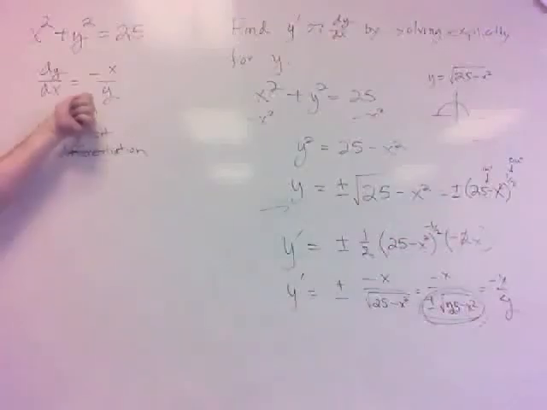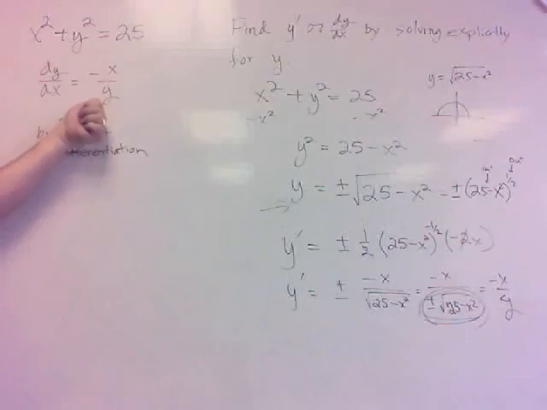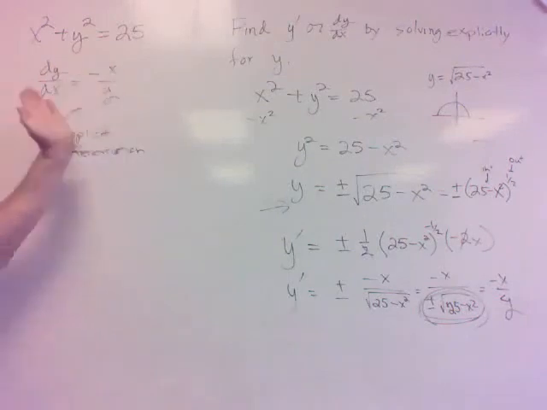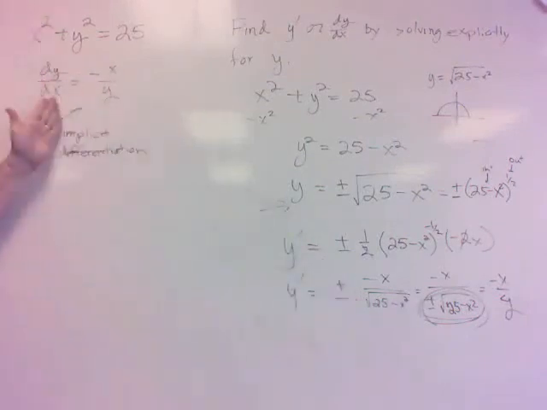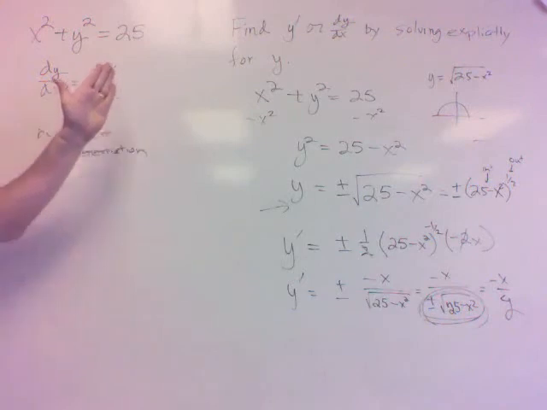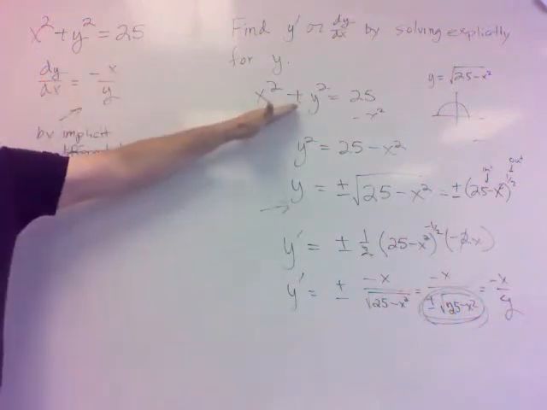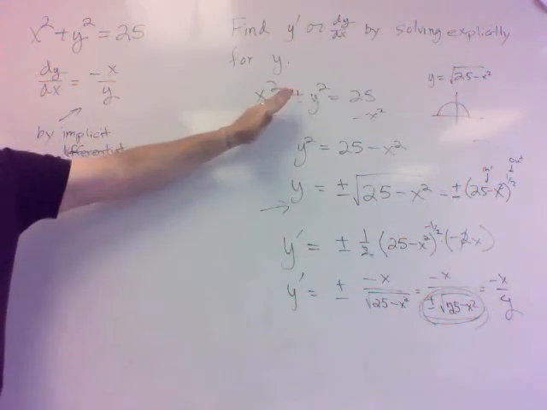What did we have before? Negative x over y. Okay? It's the same thing. Now that's an easy one, comparatively speaking, to the other ones. Which way would you prefer to do it?